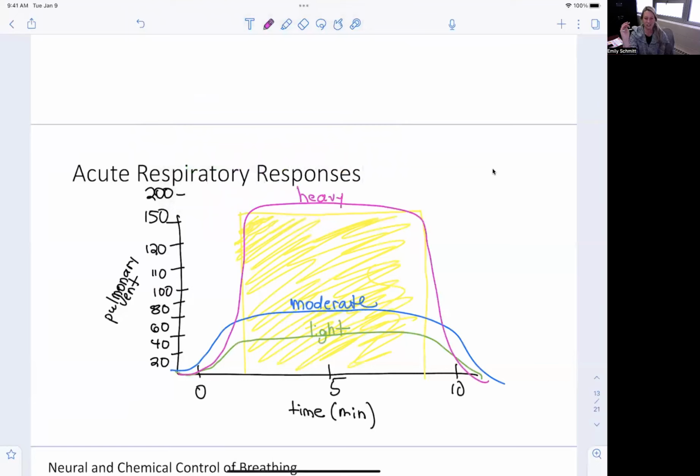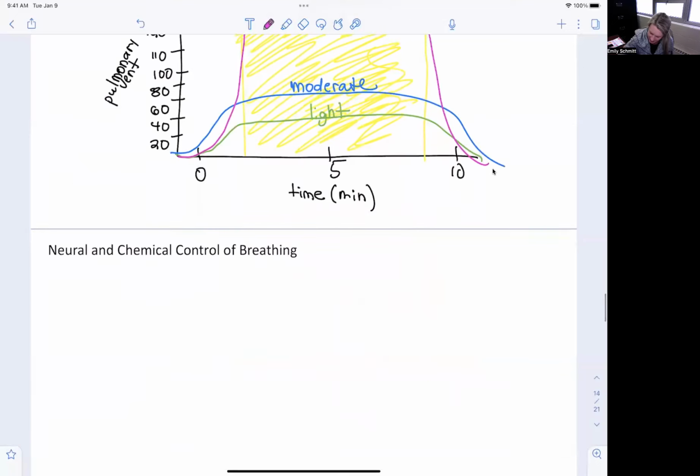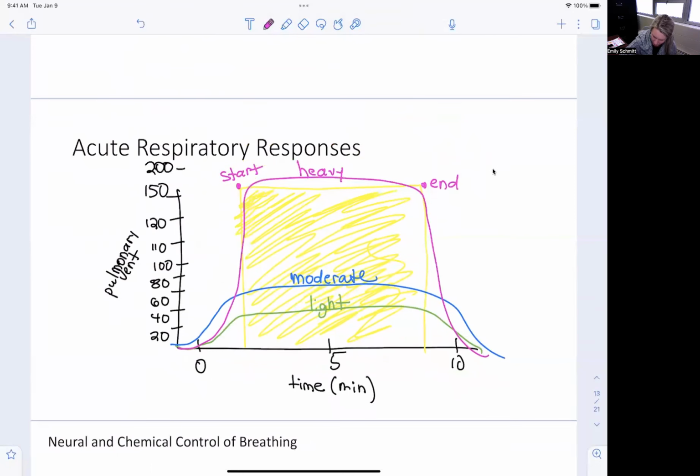We know that as exercise intensity increases, our pulmonary ventilation will also increase. So starting exercise and ending exercise. And a few things to just remind you of. At rest, our pulmonary ventilation is about 6 liters per minute. At moderate intensity exercise, it's about 75 liters per minute. And then at heavy intensity exercise, it's about 150 liters per minute. So those are just some averages and sort of some guides for that as well.